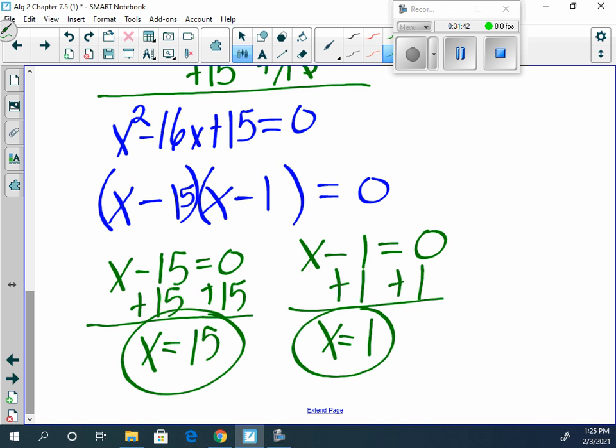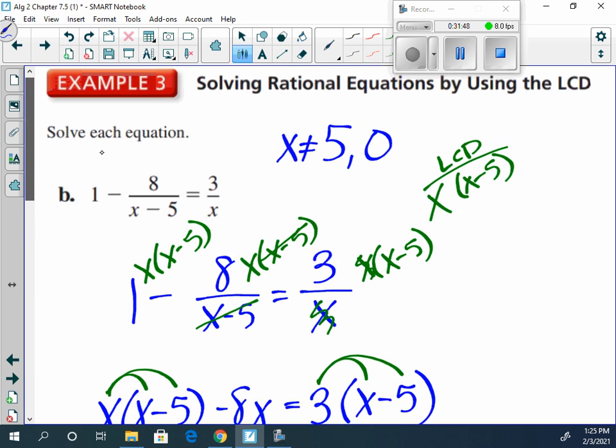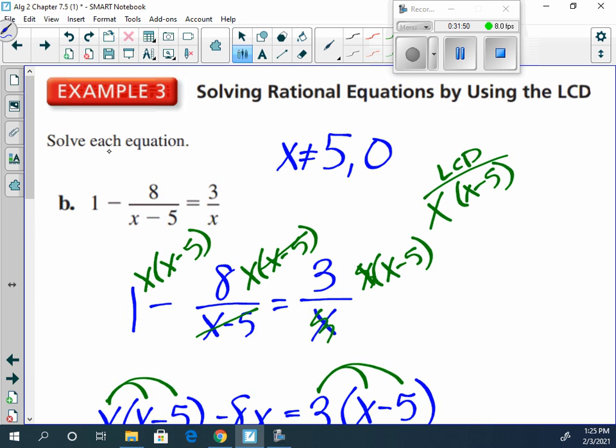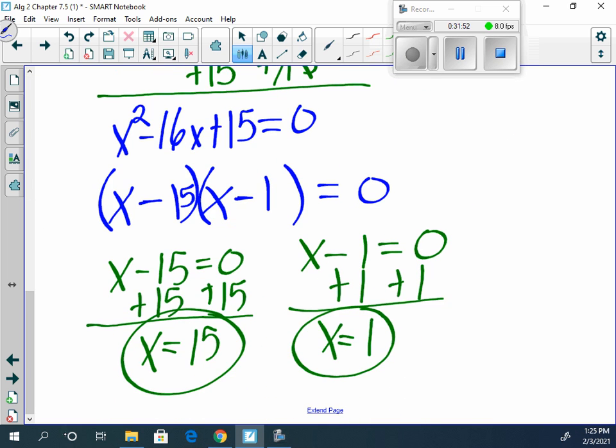Now, either one of these could be restrictions. I'm going to look back and see. Well, our restrictions were 5 and 0. We got 15 and 1, so neither one of these are our restrictions. So these two answers are our solutions.